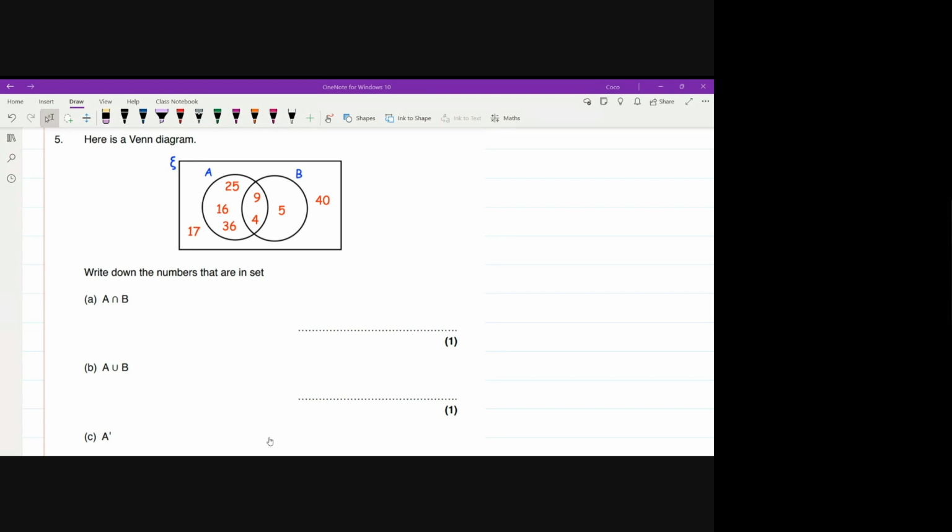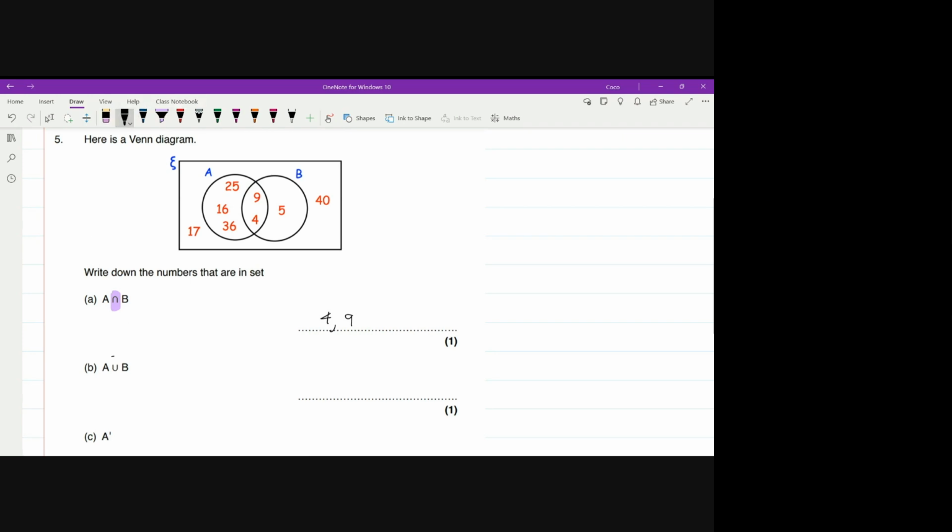All right, it looks like enough of us are done. Let's have a look at the answers. So we are given this Venn diagram over here. It says, write down the numbers that are in set A intersection B. Now this is AND, which means they must be both in A and in B, which means just those two. So 4 and 9.